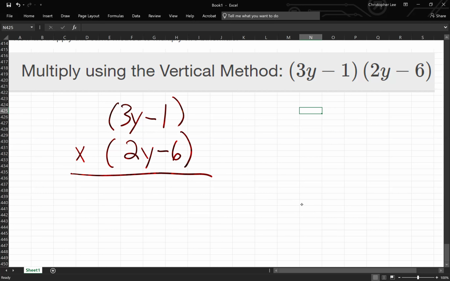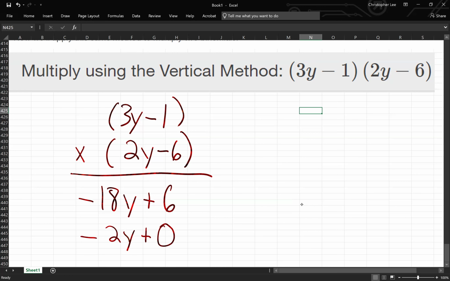All right. So step by step, -6 times -1. What's that? +6. All right. -6 times 3y. What's that? So -18y. Right? Boom. All right. Imaginary 0. 2y times -1. What's that? 2y times -1. What's that? -2y. All right. Put a plus right here.